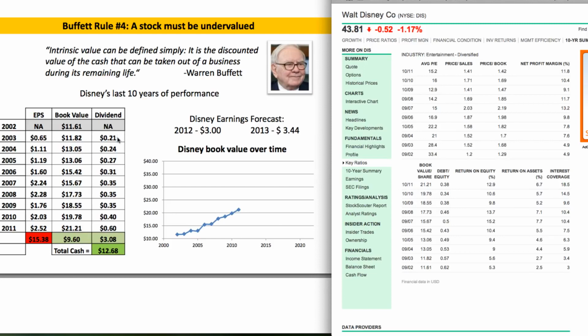Now, as for the dividend payment here, unfortunately, they don't have the 10-year history of the dividend on MSN Money and also a lot of other stock listing websites. So in order to do that, I went to the Disney website and pulled up their dividend history and what they paid, and that's how I pulled up these numbers. And that's very likely for you, whatever company you're going to be researching, you're probably going to have to go to that company's website to pull up their dividend history in order to see those numbers.